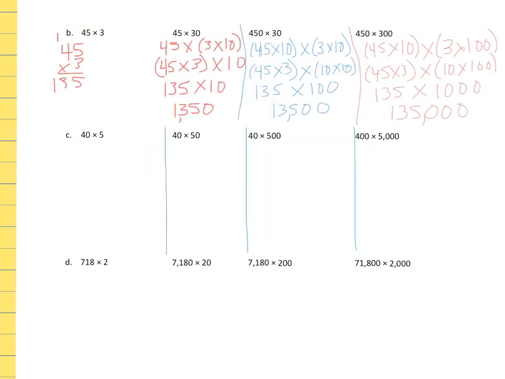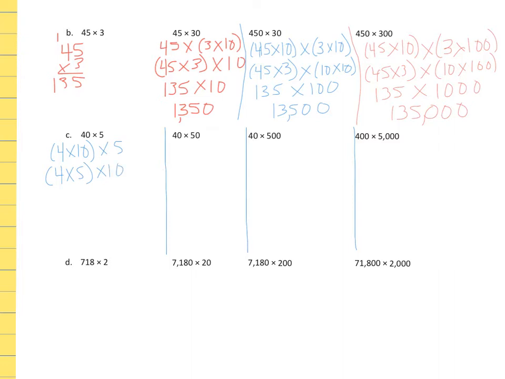All right, let's do 3C. We're going to take 40. We're going to break that up. So that's going to be the same thing as 4 times 10. And then we'll multiply it by 5. Let's change the order around. And let's say, hey, let's multiply the 4 and the 5 together. And then we'll multiply the 10 last.